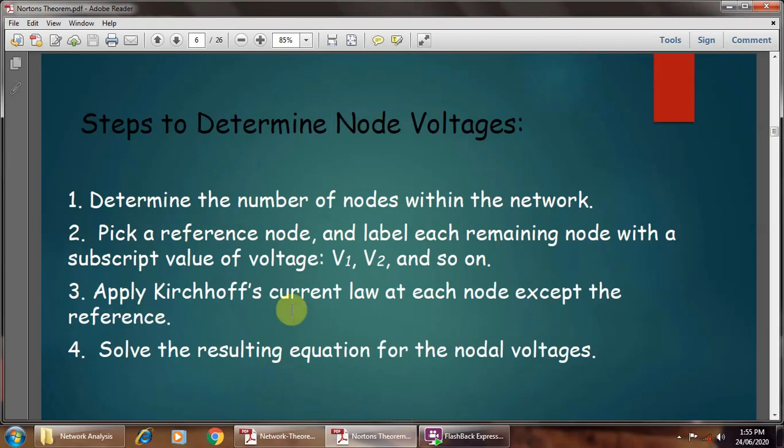Then the steps to determine the node voltages. The first step is to determine the number of nodes within the network. Then pick the reference node and label each remaining node with a subscript value of the voltages: V1, V2, V3 and so on. Then, after deciding the node voltages V1, V2, V3 respectively, apply Kirchhoff's current law at each node except the reference, and solve the resulting equations for the nodal voltages.